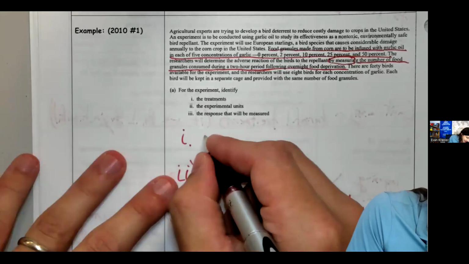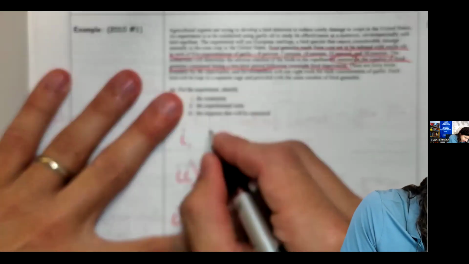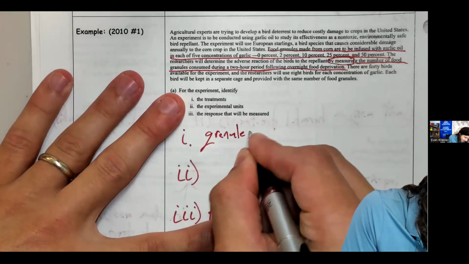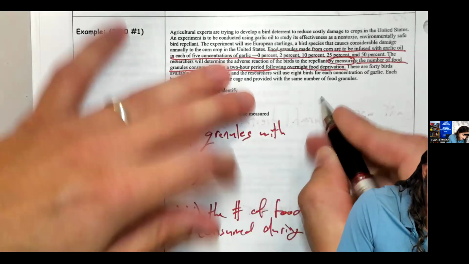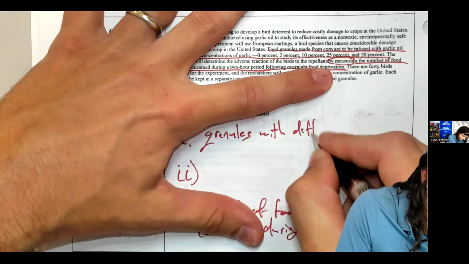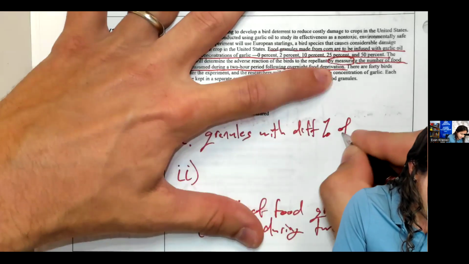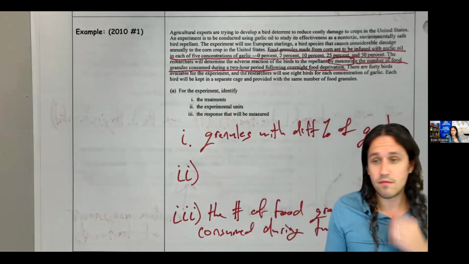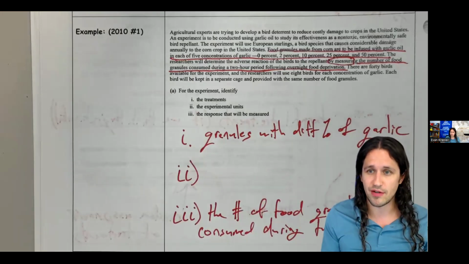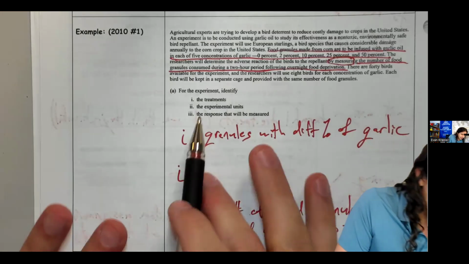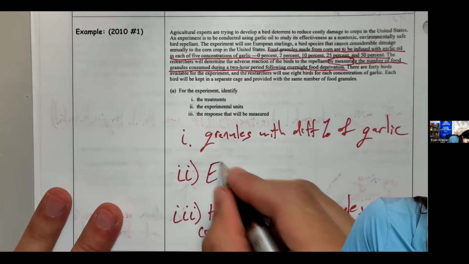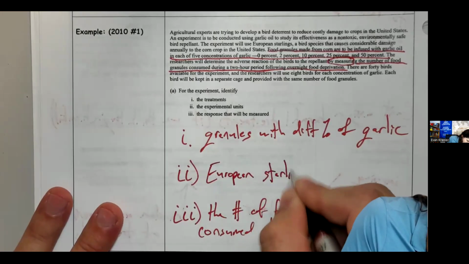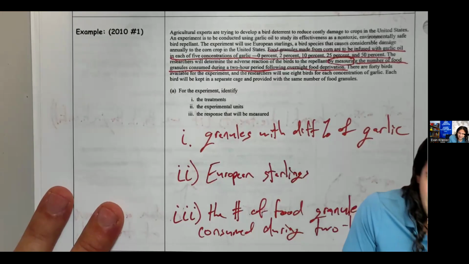What are the treatments? The granules with different concentrations of garlic. So those are the different treatments. They're getting granules with garlic in them. Who's getting the treatments? The European starlings in their cages.